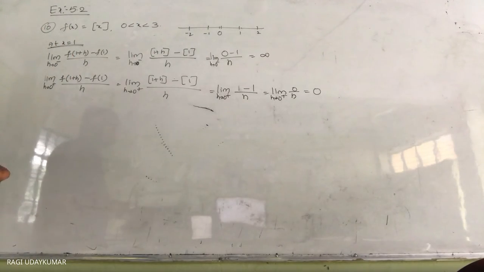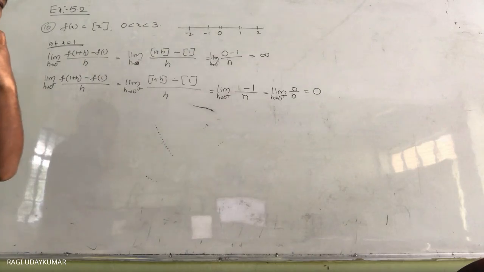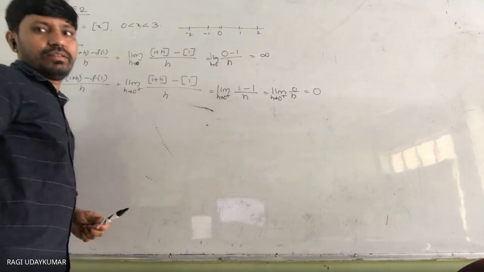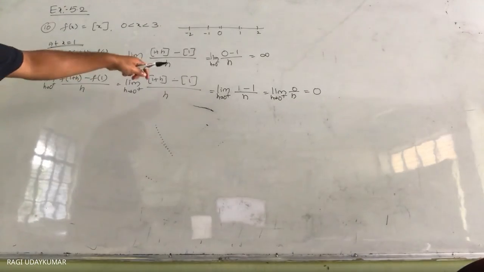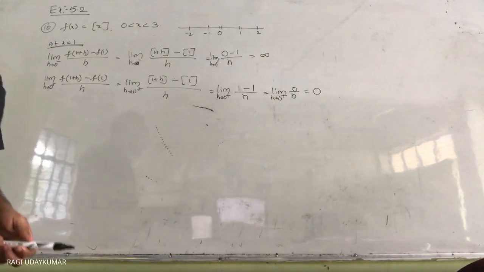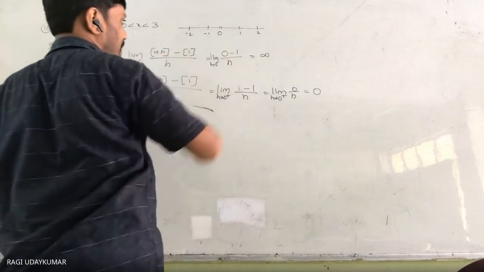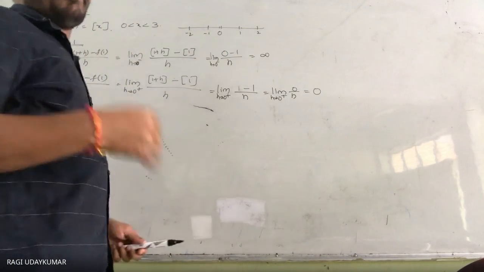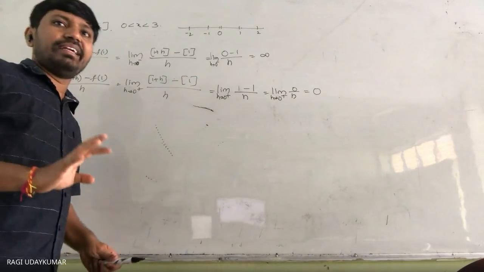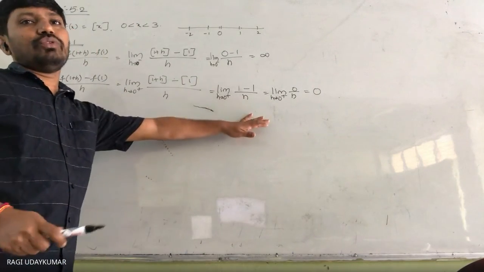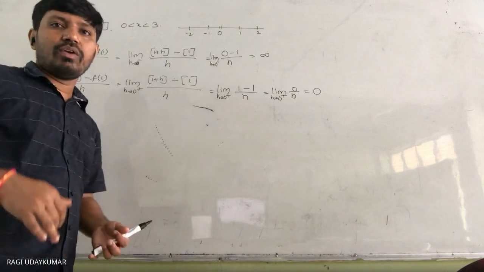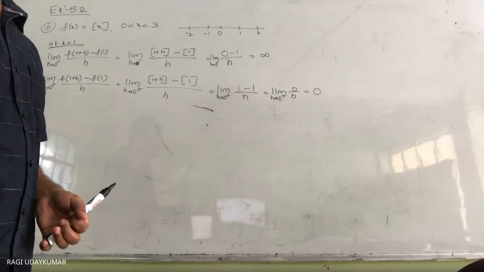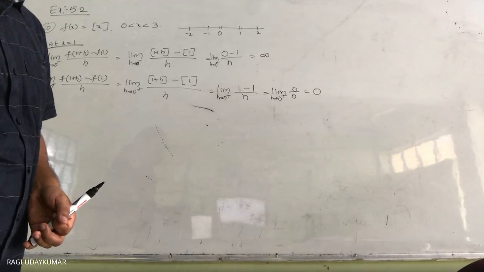In the same way, at x equals 2 also, when you take 2 plus h, we are going to get 1 here and 2 there. 1 minus 2 means minus 1, and minus 1 by h is again infinity. On the other side we are going to get 0. So at that place also, it is not differentiable at x equals 2. Okay? Did you understand?